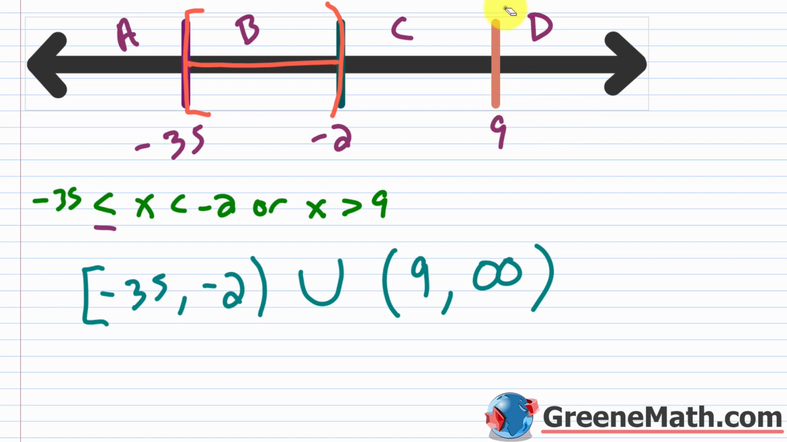That didn't show up so well. So let's put our parenthesis here again. And then I'm just going to shade everything to the right. So x here can be negative 35. That's okay. And then anything going up to and excluding negative 2. And then x could also be anything that's greater than 9.